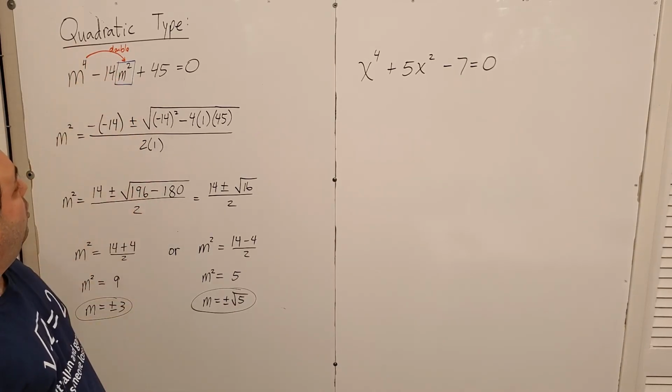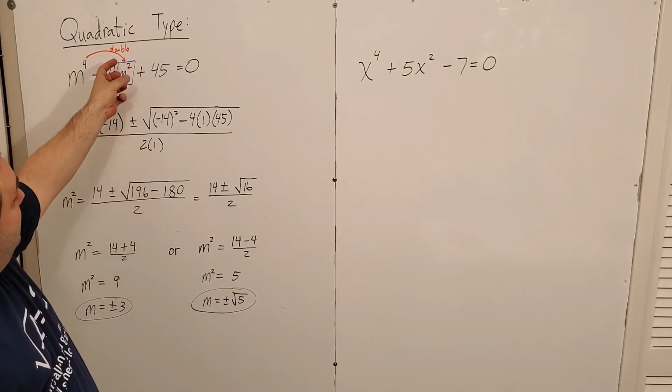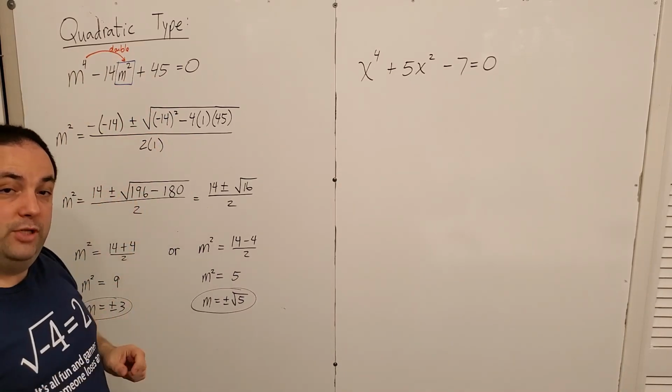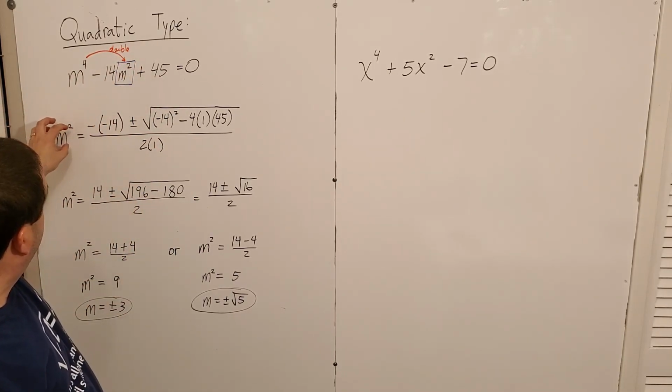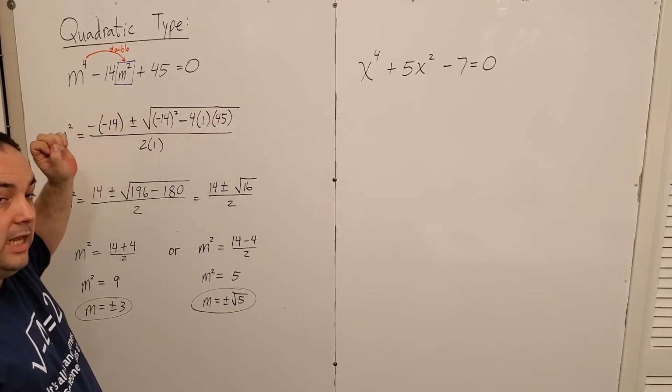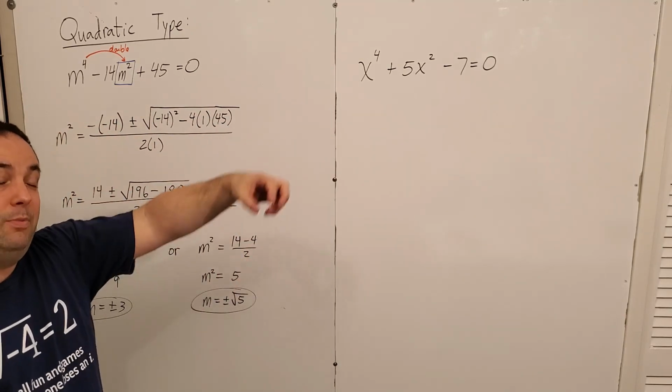If it's that quadratic type, you just have to remember the middle thing is your x, your object. Middle thing, m squared. And then the numbers work exactly the same, because it is a quadratic type of structure.